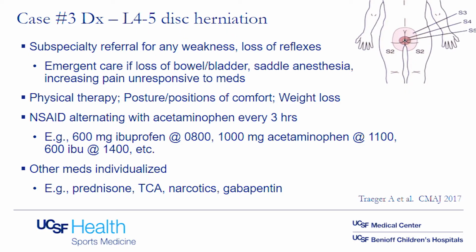And then other meds are individualized, and again, this study is really good, but you'll look at prednisone. Prednisone as an anti-inflammatory can help with pain. There's studies that show that it does. Some studies show that it does not. Tricyclics, narcotics, gabapentin. Actually, if you look at different back studies, some people don't even recommend tricyclics or gabapentin for this type of pain.